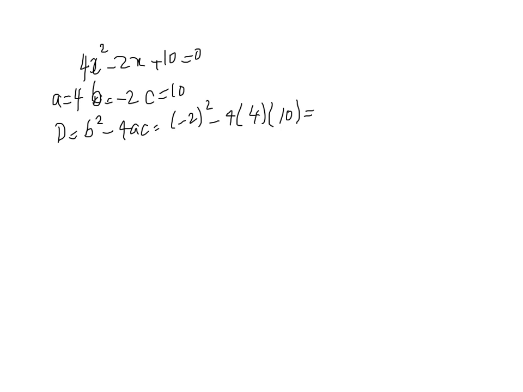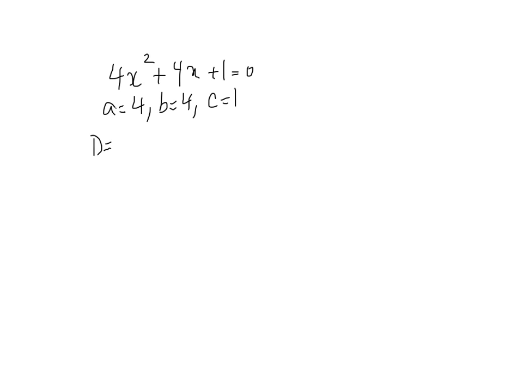Now, negative 2 squared is 4. Negative 4 times 4 is negative 16, times 10 is negative 160. You can see this is negative 156, which is less than 0, so there is no solution, no zeros, or no x-intercepts here.